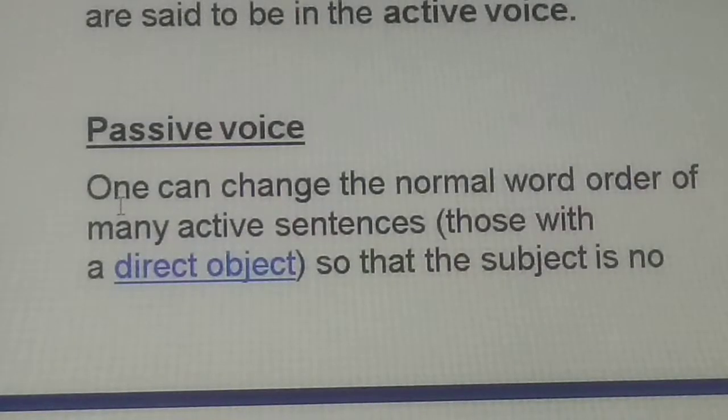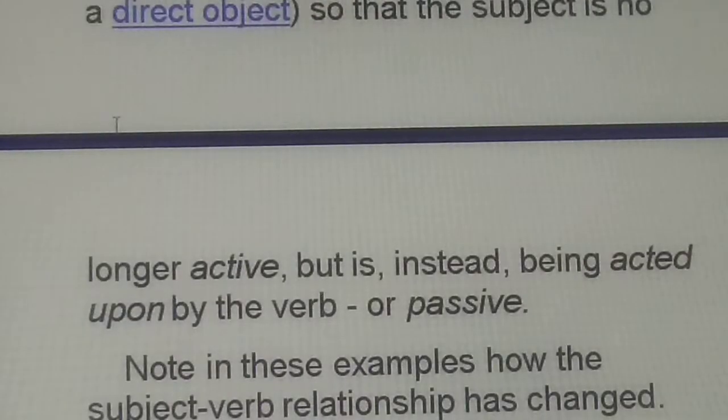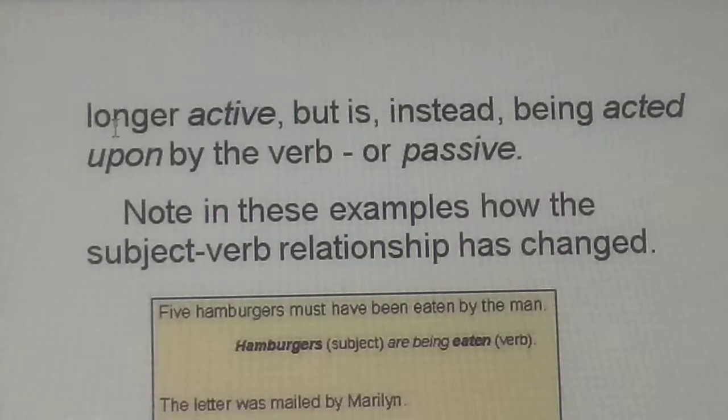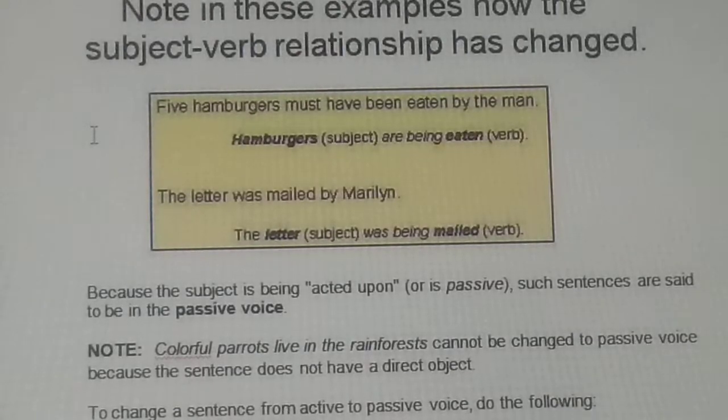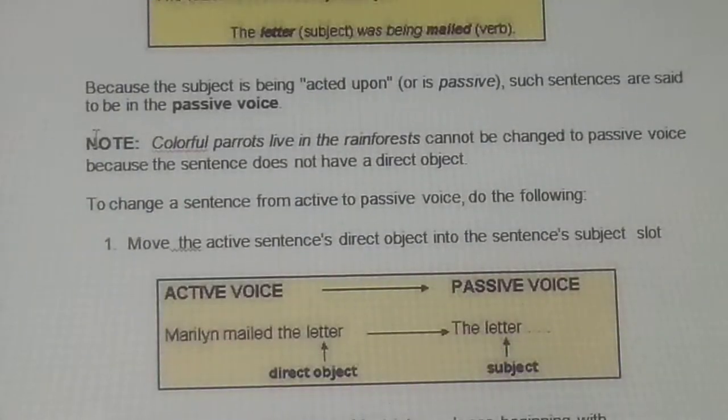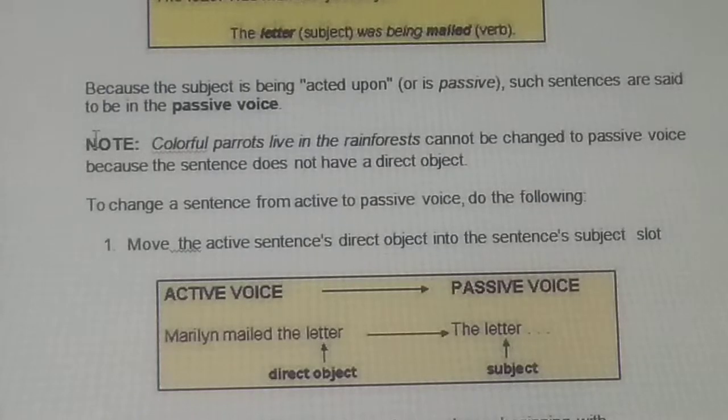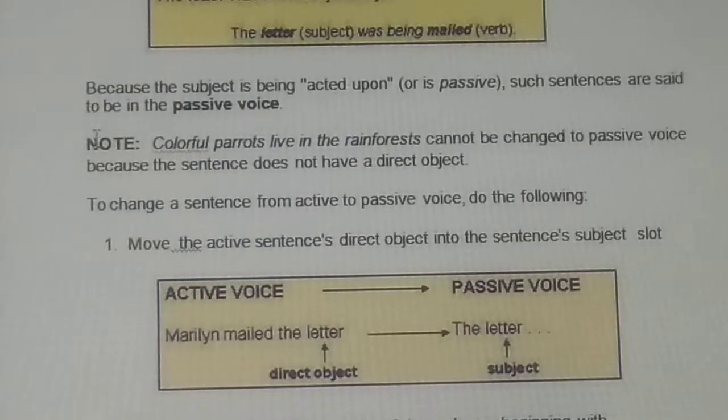Now passive voice, children. One can change the normal word order of many active sentences, those with a direct object, so that the subject is no longer active but is instead being acted upon by the verb. Note in these examples how the subject-verb relationship has changed. 5 hamburgers must have been eaten by the man. Hamburgers, subject, are being eaten. The letter was mailed by Marilyn. The letter is the subject, being mailed, verb. Because the subject is being acted upon, such sentences are said to be in the passive voice.